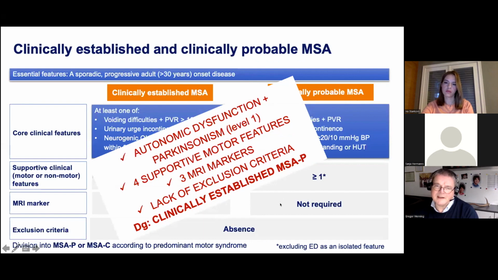So if we go through that again, autonomic dysfunction, yes. Parkinsonism, clearly present, 4 supportive motor features, 3 MRI markers, lack of exclusion criteria. So all of this makes MSA-P kind of established. And the point really is that at this level, it is quite meaningless to label this probable MSA. The patients start wondering, what do I have? Is it just probable? They would like to know what they have. And at this stage, we therefore decided for this terminology, clinically established MSA-P.